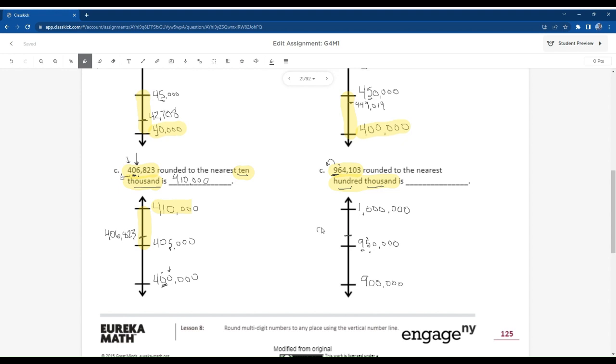So 964,103 would be above this halfway number. So in this case, we're rounding up to 1 million.